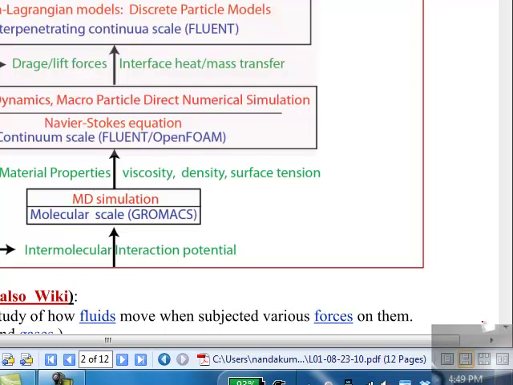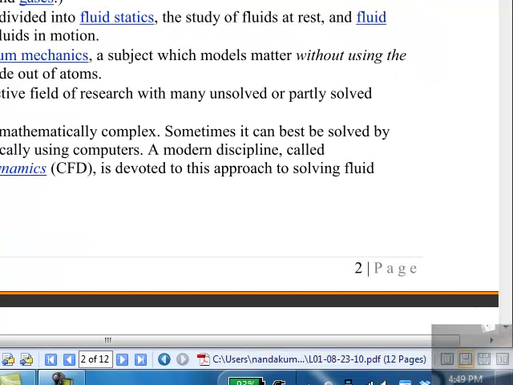Okay. I think we already talked about a lot of these things. I just took a lot of these definitions and concepts from the wiki web page. Fluid mechanics is the study of fluids. Mechanics is the study of forces. So when you apply forces to a fluid, how does the fluid behave? That's what fluid mechanics is.